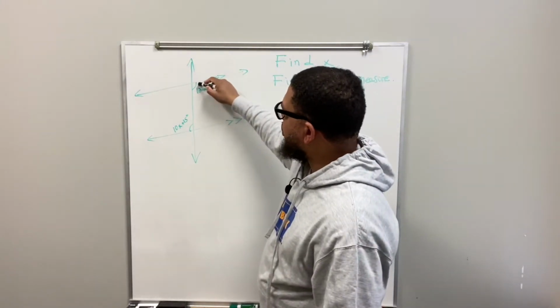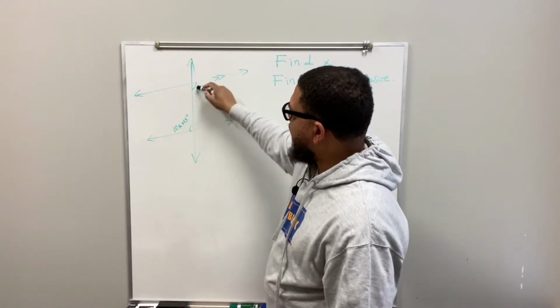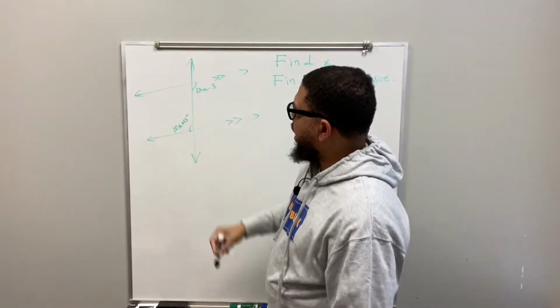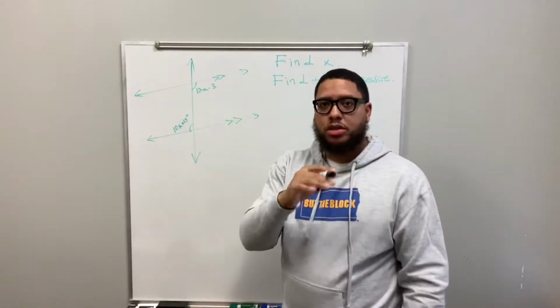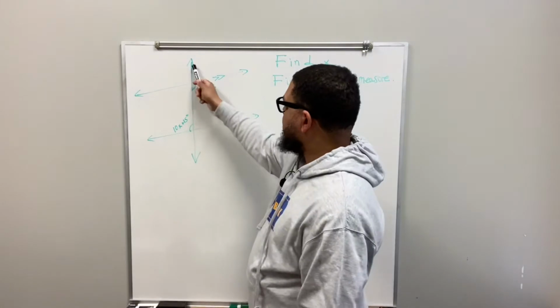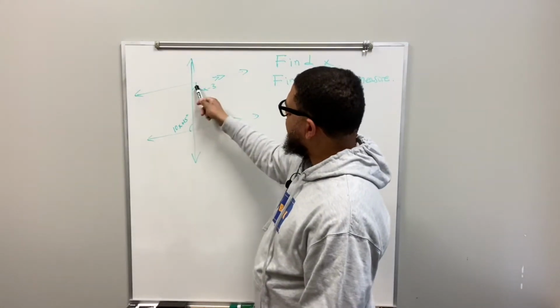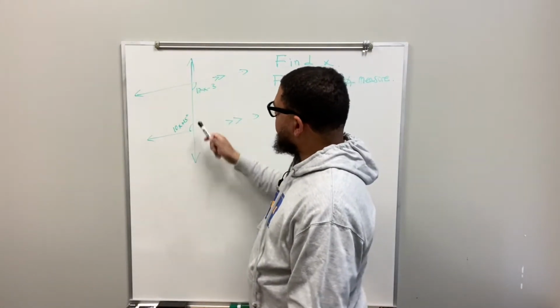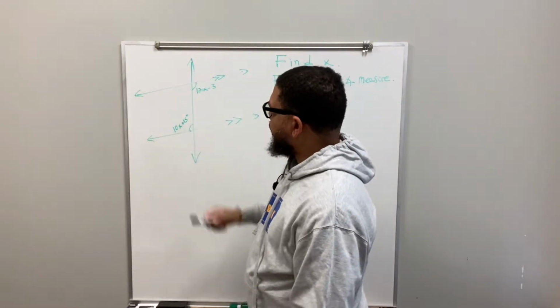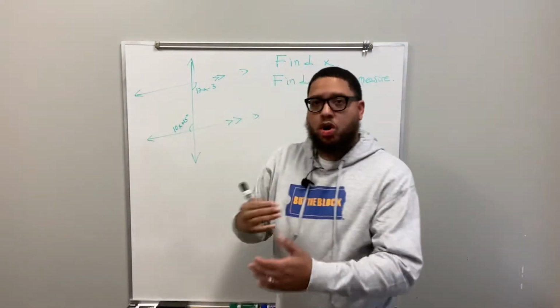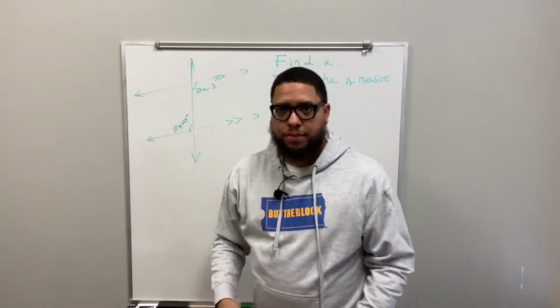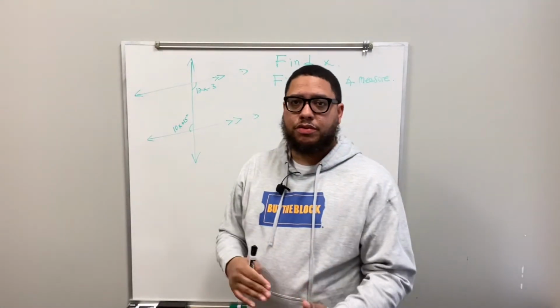These angles are called alternate interior angles. Why are they alternate interior angles? They're alternate interior angles because this is the transversal. This angle is on the right side of the transversal, and this angle is on the left side of the transversal. So these angles are on alternate sides of the transversal.